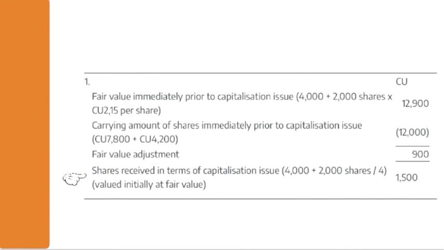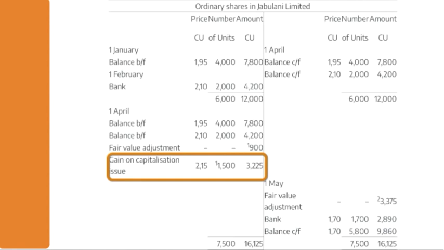Now we can also calculate how many shares do we receive in terms of the capitalization issue. Currently, we have 6,000 shares. The ratio of the capitalization issue is that you get 1 new share for every 4 existing shares that you have. So in terms of this capitalization issue, we will get an additional 1,500 shares. Those 1,500 shares will be recognized on day 1 at fair value. Remember our rules for financial instruments. All financial instruments are always on day 1 recognized at fair value, which in this case is R2.15.